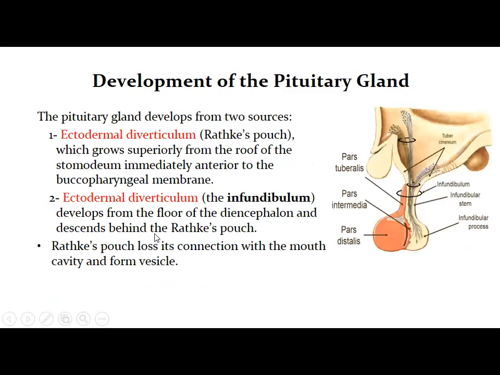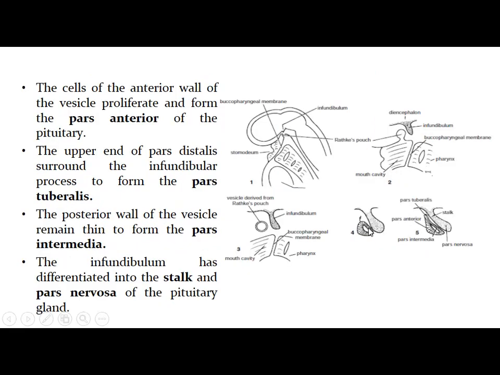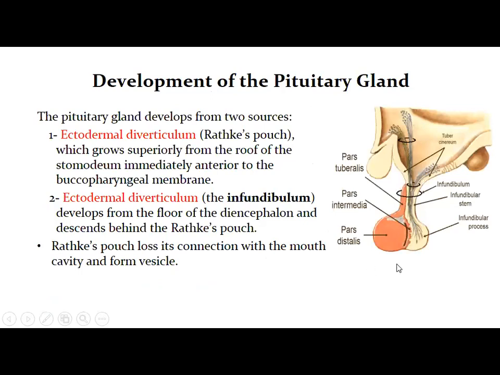Rathke's pouch loses its connection with the mouth cavity and forms a vesicle. So if you see, this part loses its connection from the mouth cavity and goes up and joins with the extension of the brain, that is the infundibulum. So that's why there is no connection from the lower part, but there is always a connection from the brain.